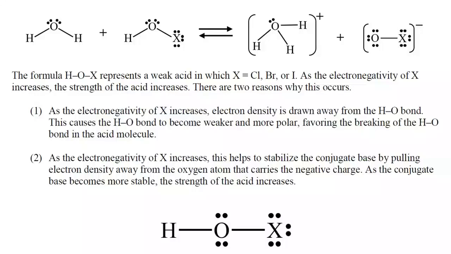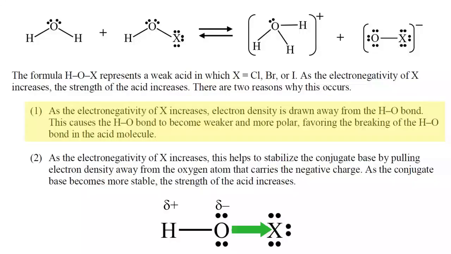So how does that affect the strength of the acid? Well, there's two reasons why as the electronegativity of X increases, the strength of the acid increases. One reason is because as the electronegativity of X increases, electron density is drawn away from the HO bond. So you can see in this molecule I'm showing you at the bottom of the slide, as the X atom pulls electron density away from that HO bond, that causes the HO bond to become weaker and more polar. So you can see a partial positive charge on the hydrogen and a partial negative charge on the oxygen.